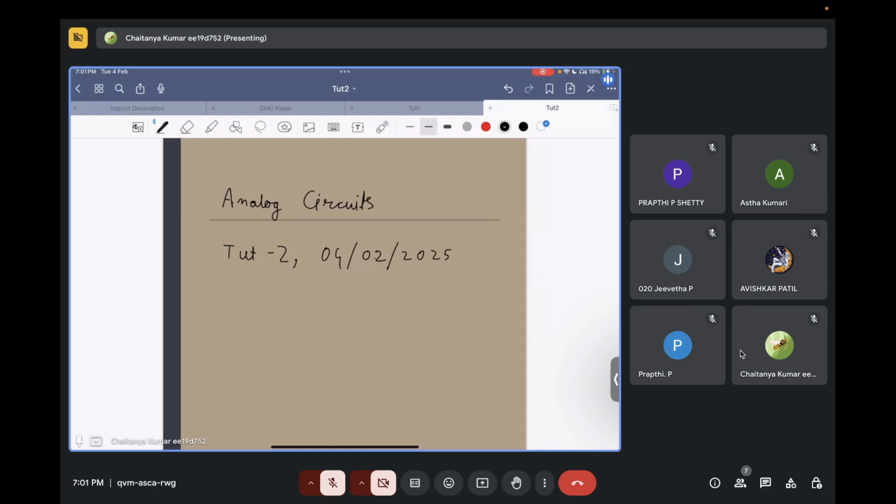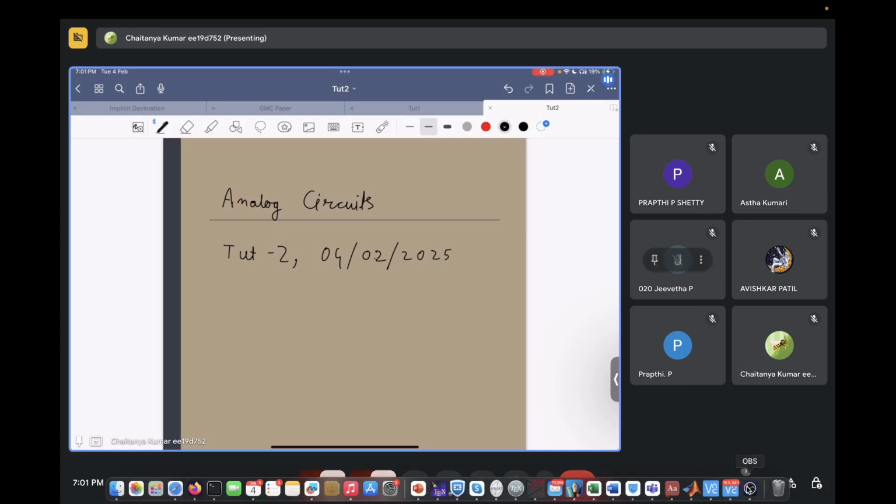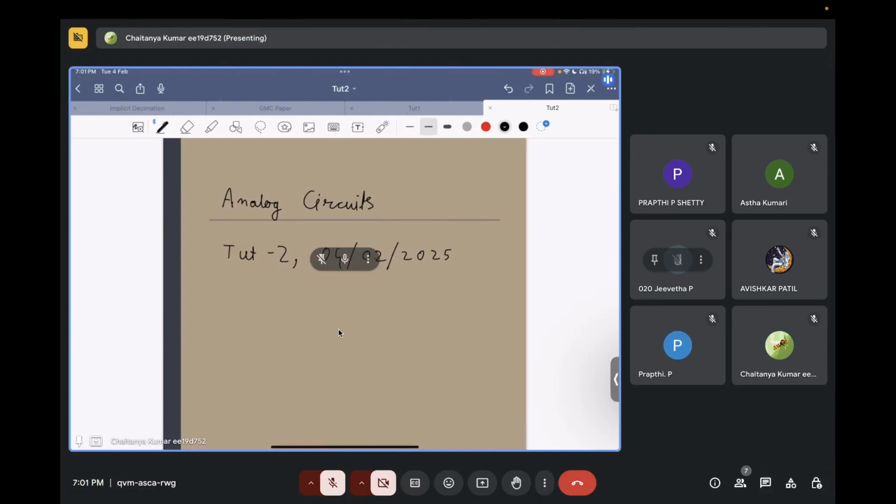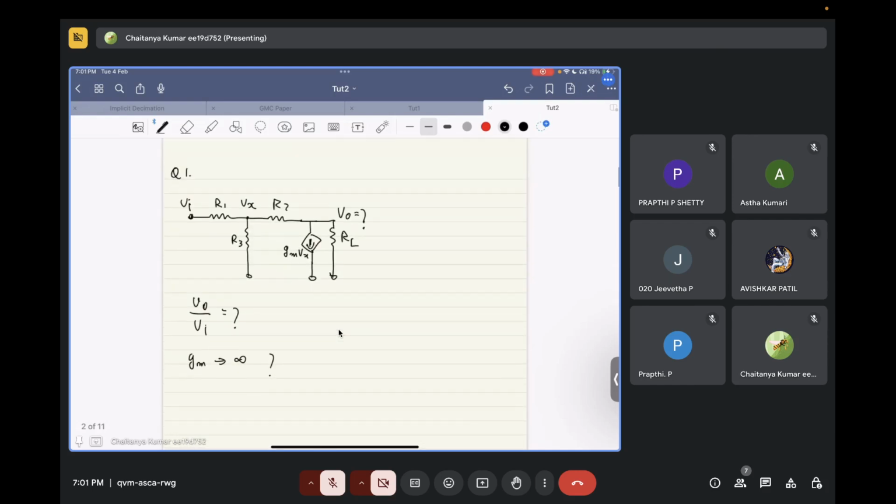Naturally, your concepts will become stronger, because these kinds of subjects have a lot of numericals in them, and the more numericals you solve, the better it is for your overall command over the concept. So having said that, let's start with the first problem.